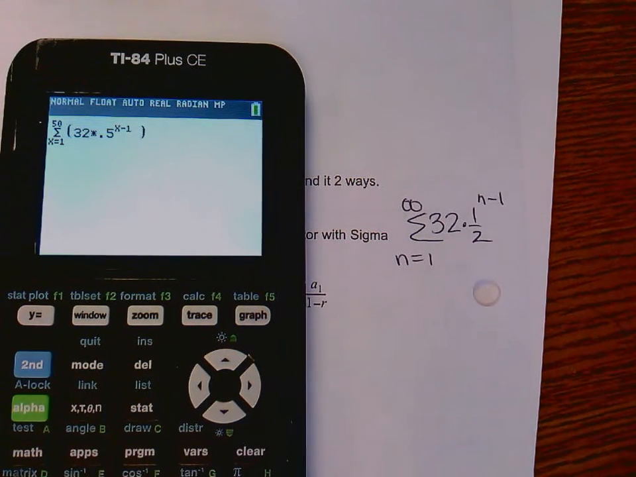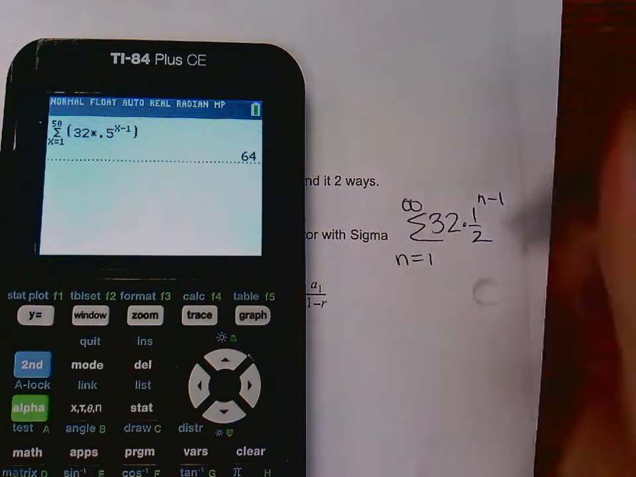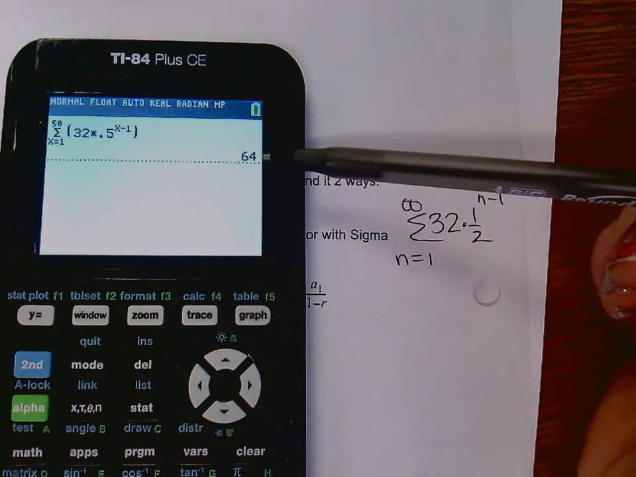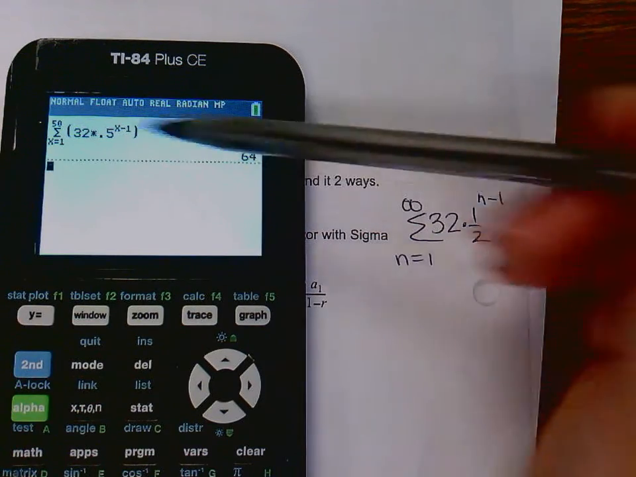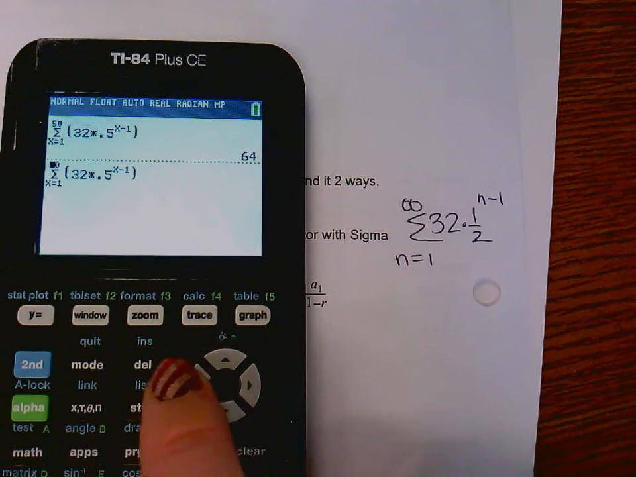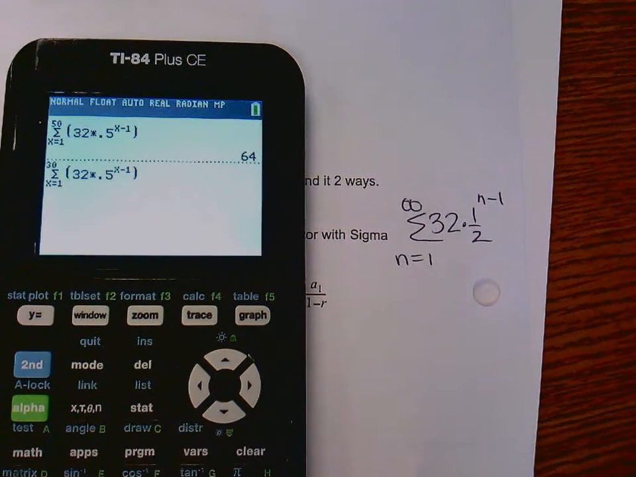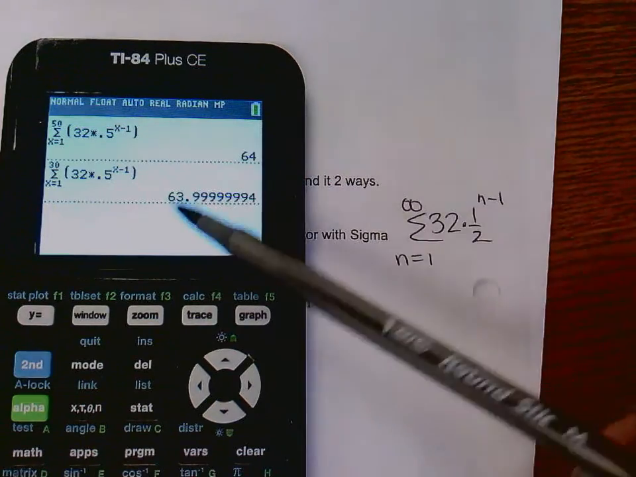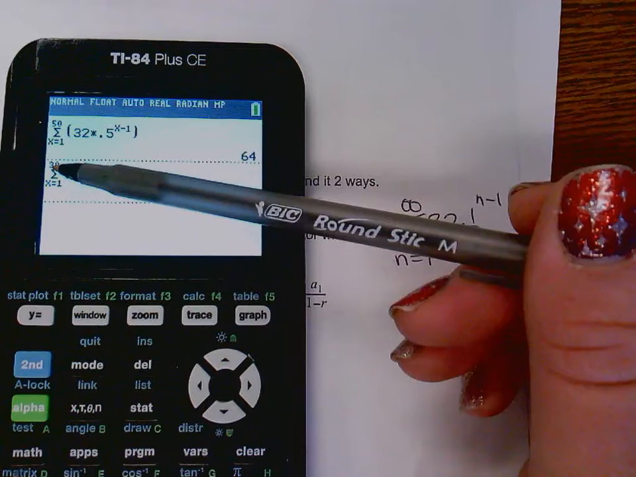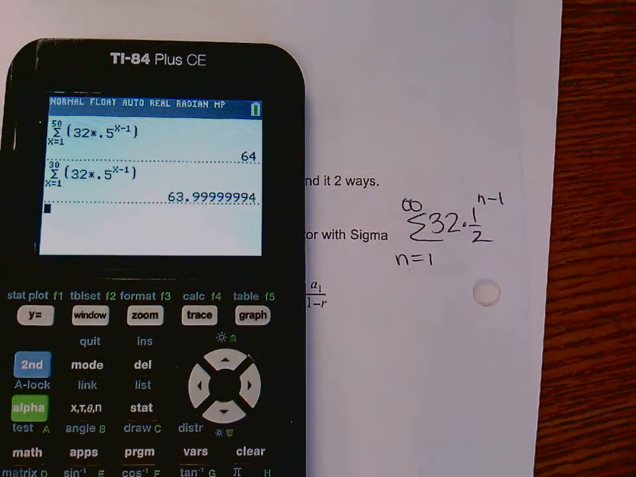If you want to practice typing this one in, just to make sure that you know how to type it in with parentheses or decimals or exponents. So even when I went to 50 terms, the calculator already converged to the integer 64. So I probably could have even done less than 50 terms because it goes to like 63.999. Let's try 30 terms instead. 63.9999994. So 30 terms wasn't quite enough for the calculator to catch up to it, but 50 was.